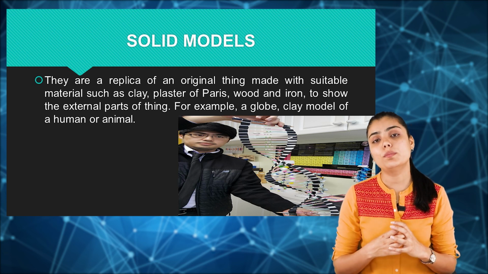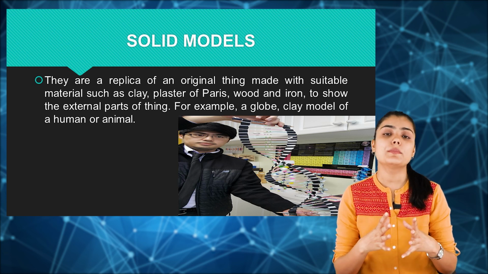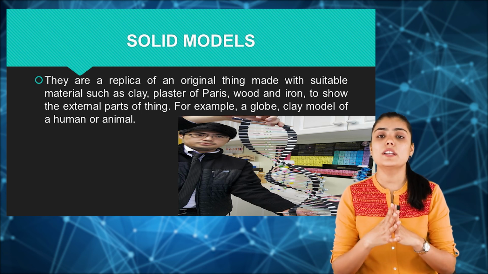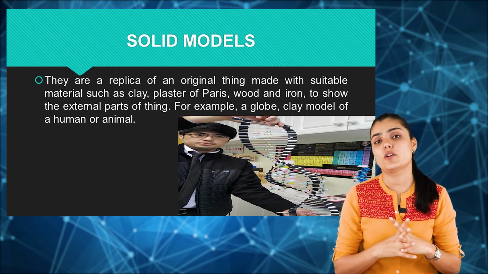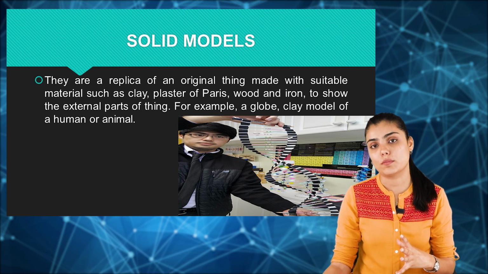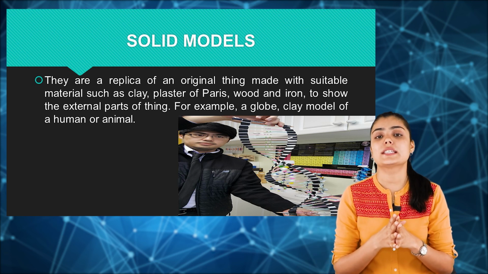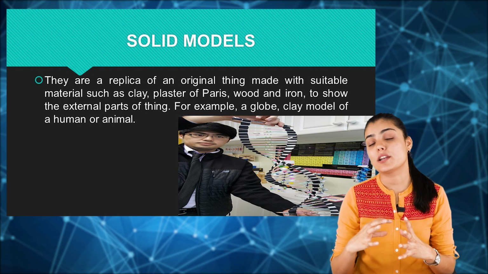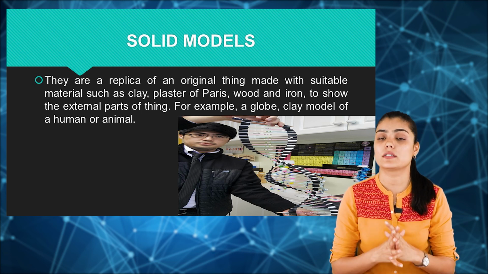For example, a globe or a clay model of a human or an animal. Solid model is a replica of the real object, but it only displays the external feature of a particular object. Usually, solid models are made up of iron, wood, clay, or plaster of Paris.